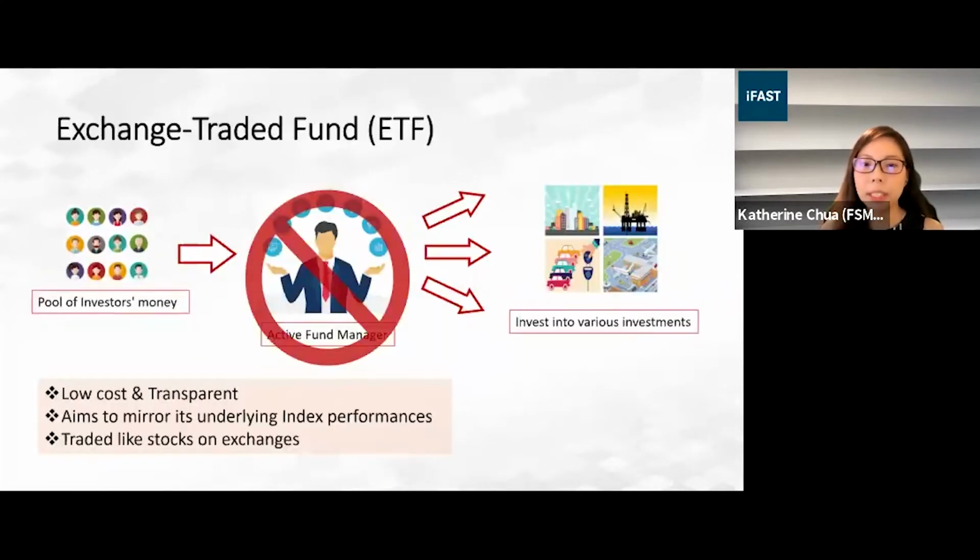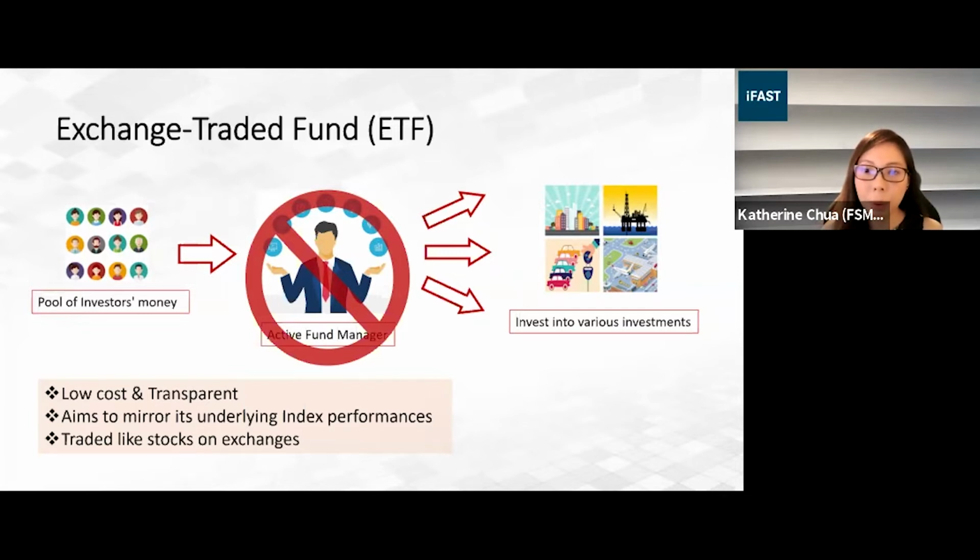So moving on to the next product, this has been a very popular investment product recently. It's called exchange traded funds, or ETF for short. Do you know that ETF was introduced almost 3 decades ago in 1993? Just like a unit trust portfolio, ETFs are also a portfolio of investment products that can be traded like stocks on the exchange. So you can buy and sell on the same day and make a profit.